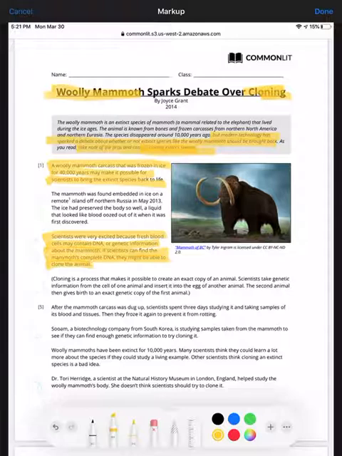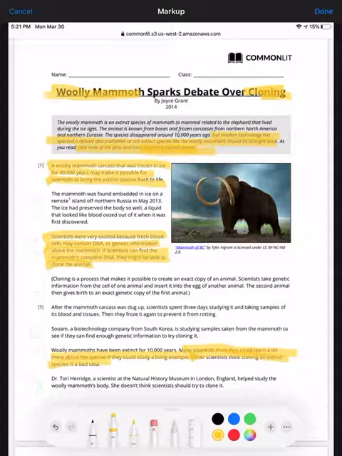Woolly mammoths have been extinct for 10,000 years. Many scientists think they could learn a lot more about the species if they can study a living example. Other scientists think cloning an extinct species is a bad idea. Look at that right there, guys. Now, why didn't I highlight everything that I read there? Well, I didn't think it was that important. I thought that this was probably important, though, because it's something that we can take into that central idea. After we highlight this, I'll go over that.